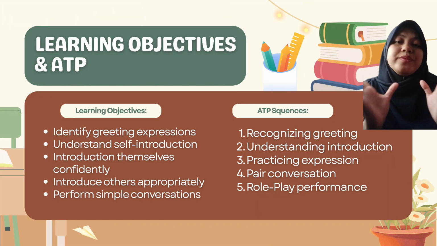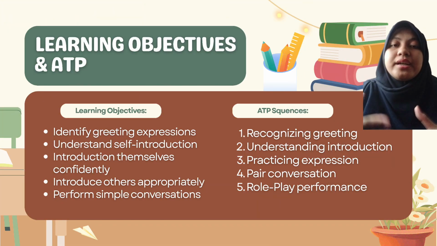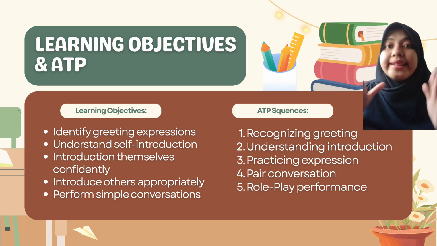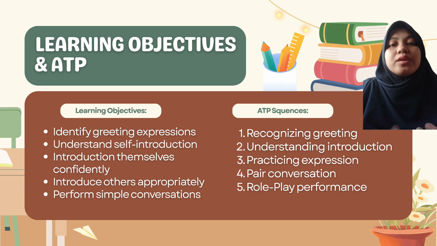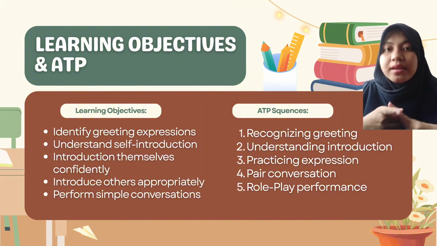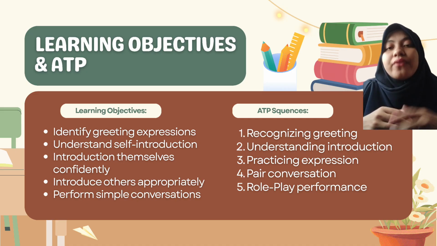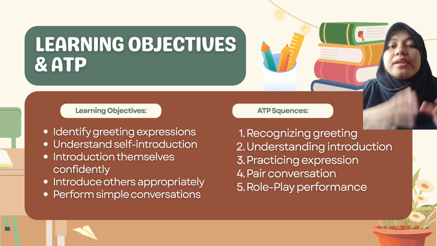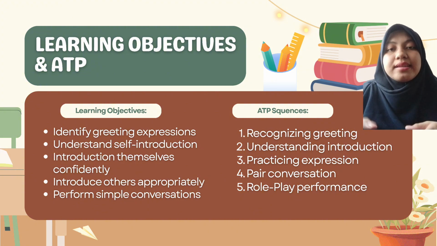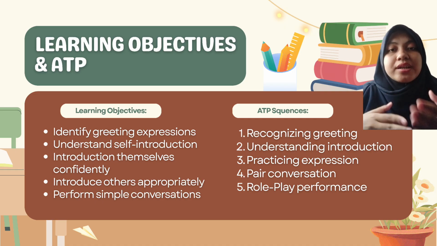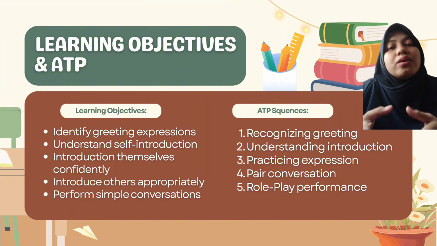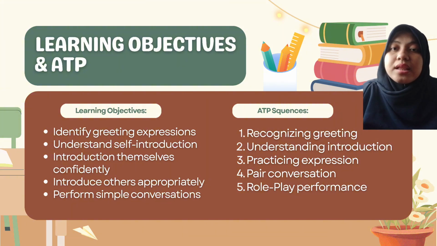Next, I formulated the learning objective and learning objective sequence or ATP. The learning objectives include identifying greeting expressions, understanding self-introduction, introducing themselves and others, and performing simple conversation confidently. The ATP was designed in a sequence starting from recognizing greetings, understanding introduction expressions, practicing conversation, and ending with role play activities. This sequence allows students to learn gradually and systematically.